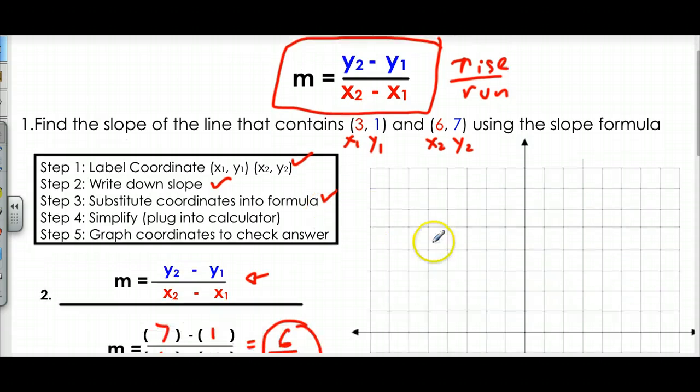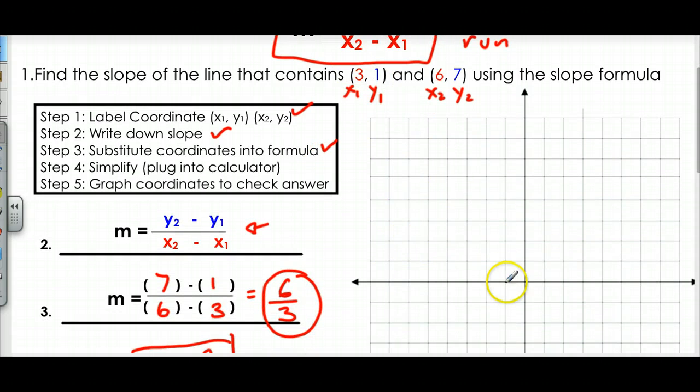Now let's see if this even worked. Let's try plotting these points. So we have (3, 1): 1, 2, 3, up 1, and (6, 7): 1, 2, 3, 4, 5, 6, and then up 7: 1, 2, 3, 4, 5, 6, 7. Okay, now let's draw a nice little line going through that. Perfect.